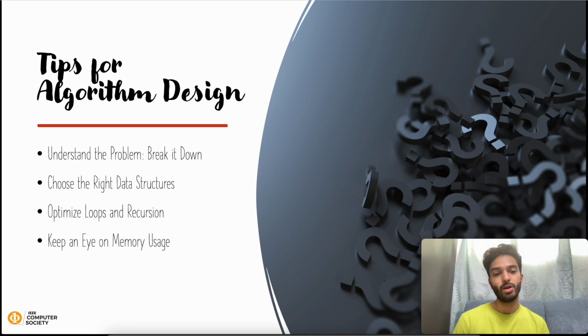Tips for algorithm design. When you're designing the algorithm, it's pretty much all we have covered. Understand the problem, whether you're prioritizing space or time depending on the application, and choose the correct data structures based on that, whether it be linked list, hashing, or simple arrays. Optimize your loops and recursion so that you don't have too many. At the same time, you need to make sure that the code runs, so have an optimal number of loops and recursion. And obviously keep an eye on your memory usage. You don't want an app that takes too much space. So those would be tips for designing the algorithm. I won't delve too much into how to design it, because that's a separate topic in and of itself.